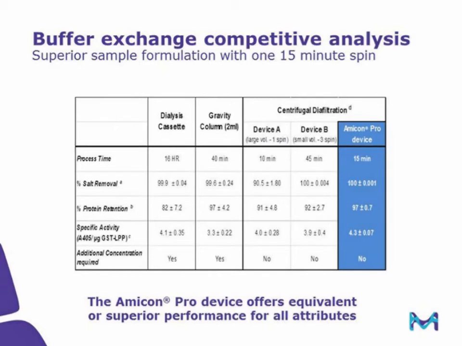On average, less than 3% of starting BSA was lost. In fact, all centrifugal-based methods where concentration and buffer exchange are combined had greater protein retention. The device also delivered a protein sample with similar specific activity as the gold standard dialysis method. Lastly, the process of buffer exchange in the Amicon Pro device was relatively fast and required little hands-on effort. Other methods were much longer and required multiple repetitive processing steps.